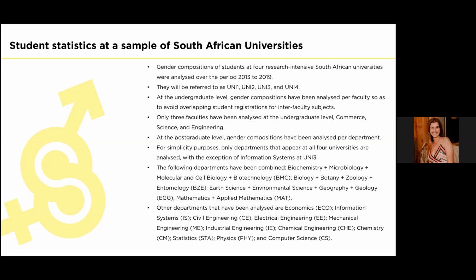At the postgraduate level, gender compositions have been analysed per department. For simplicity purposes and due to the fact that some universities combine departments whereas others have them as separate, I've combined departments that are of a similar nature. So we can see here, biochem, micro, molecular and cell bio, and biotech, the BMC; biology, botany, zoo, and entomology, BZE; earth science, environmental science, geography, geology, EGG; maths and applied maths, MAT; and the rest are individually.